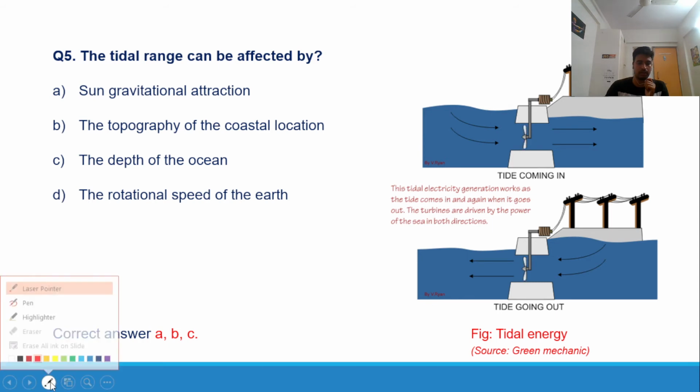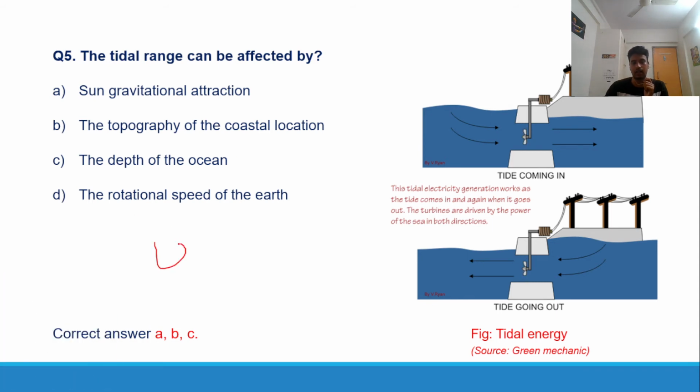So, we discussed that the sun, earth and moon work in tandem to generate tides. So tides can be affected by the sun's gravitational attraction. This is a correct option because the sun exerts a small force, but it exerts force on the earth also. So the sun's gravitational attraction is also a factor by which the tidal range can be affected.